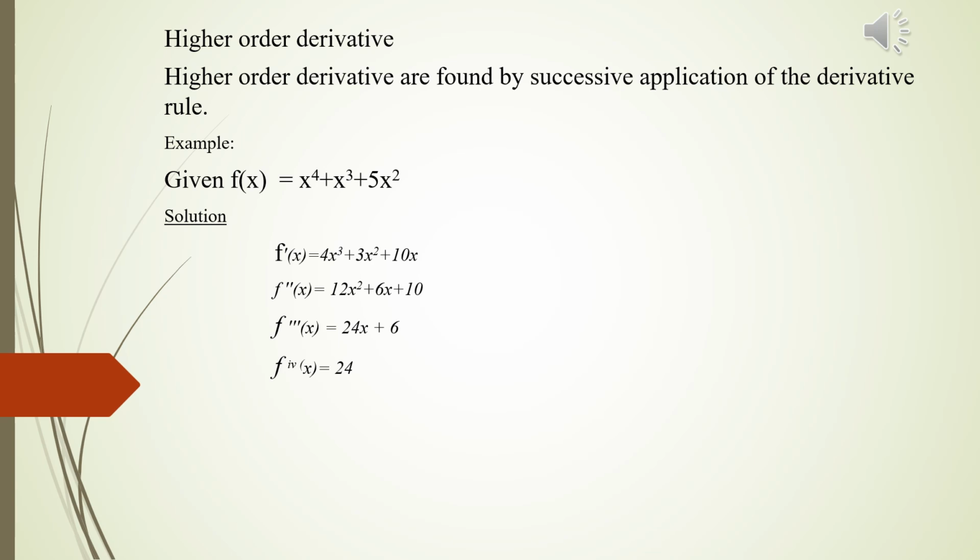Applying the derivative rule on the first derivative to get our second order derivative, we have f double prime of x equals what? 12x raised to power 2 plus 6x plus 10. Applying the derivative rule on the second order derivative, we have f triple prime of x equals what? 24x plus 6, while f raised to power 4, f of 4 of x equals what? 24. So these are how to take higher order derivatives. They are found by successive application of the derivative rule.